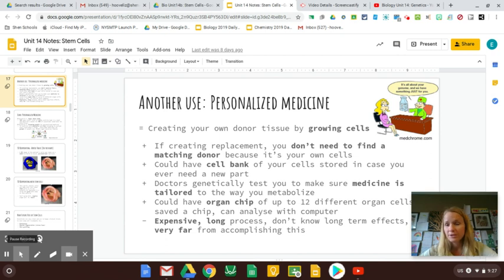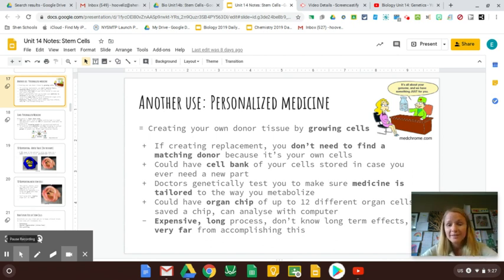We can start using stem cells for personalized medicine, basically making medicine that's just for you and works perfectly for you. Maybe you don't have to find a donor for the kidney that you need. We can grow one. You could have a cell bank, maybe somewhere in a laboratory, with your cells sitting there in case you ever need something. If you've ever seen the movie The Island, it's about clones that are sitting in a little bank in case that person ever needs an organ. It's kind of messed up if you ever want to watch that.